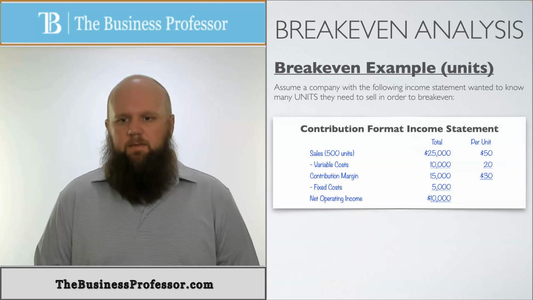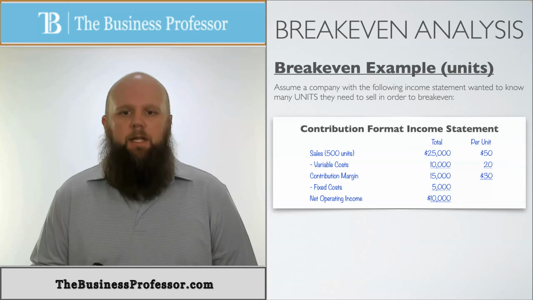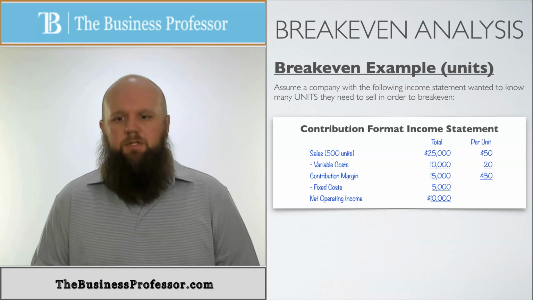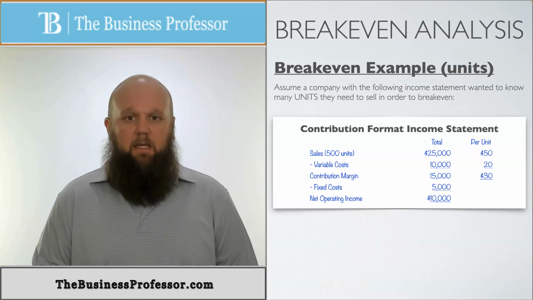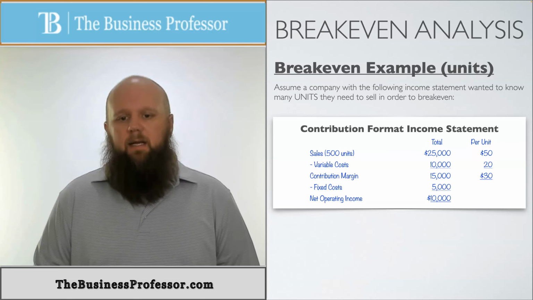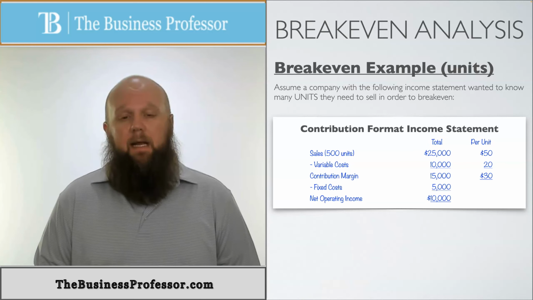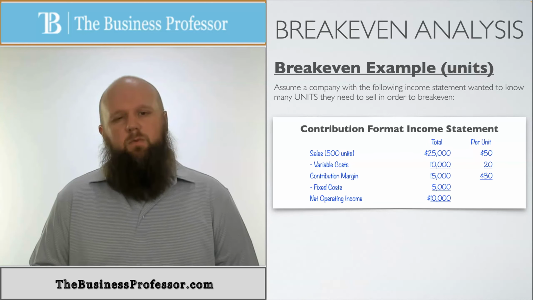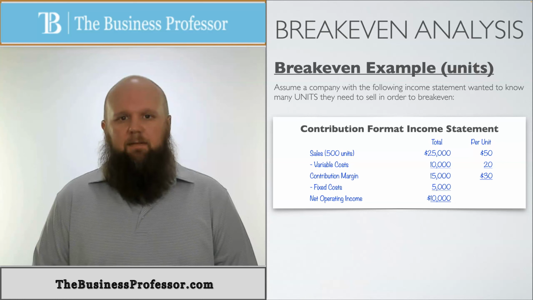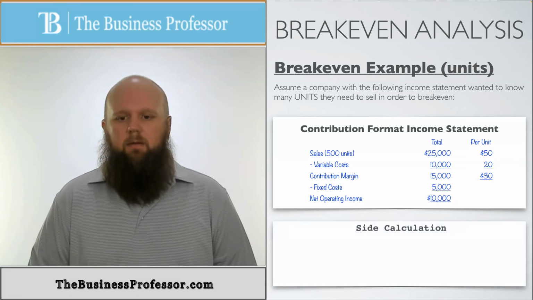So assume that the company has the following income statement and they want to know how many units need to be sold in order to simply break even. So right now they're selling 500 and they're getting a net operating income of 10,000. How many do they have to sell in order to get a net operating income of simply zero, which we would expect to be lower than 500 units? So let's go through the equation.